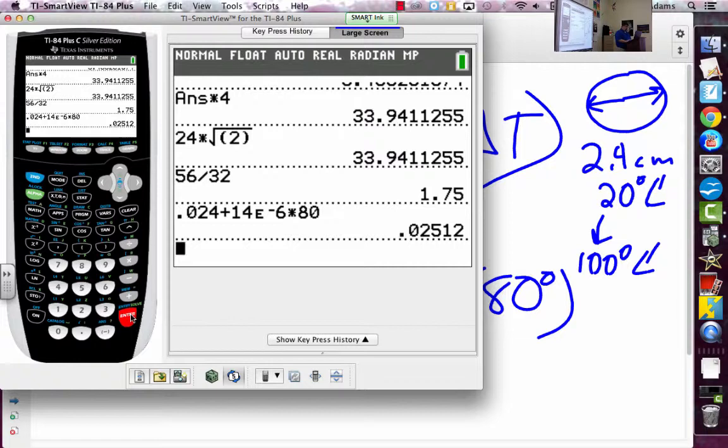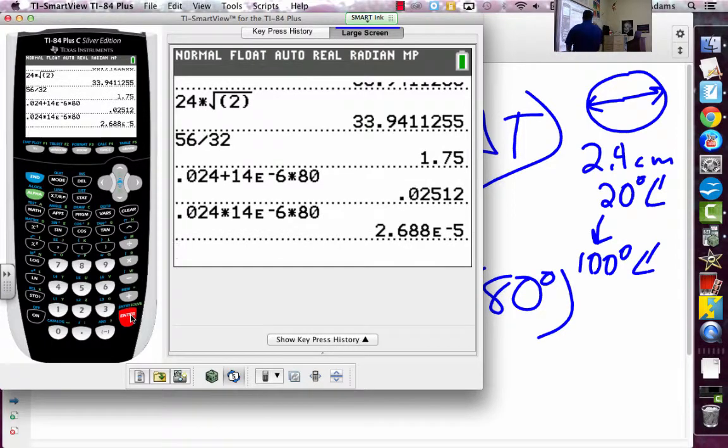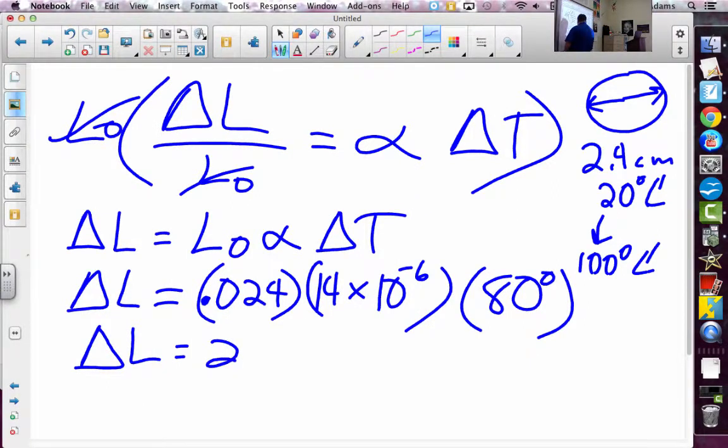Yeah, why'd you add the 0.20? Did I add it? Oh, that was just a mistake. 0.024 times 14 e to the negative 6 times 80. There we go. That's what it is. So we've got 2.7 times 10 to the negative 5 meters.